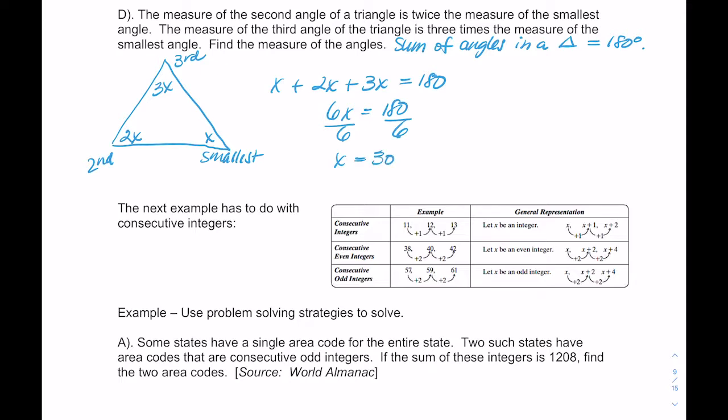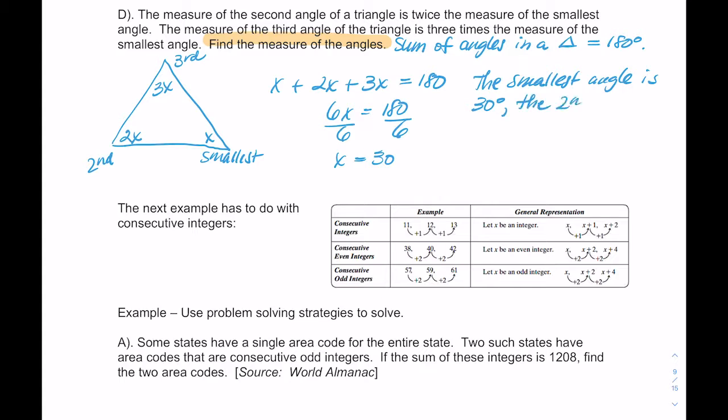Okay, so the question said find the measures of the angles. So I need to find all 3 angles. So I know the smallest angle is 30 degrees because that's x. Okay, and angles are measured in degrees, right? So that little circle symbol at the top.